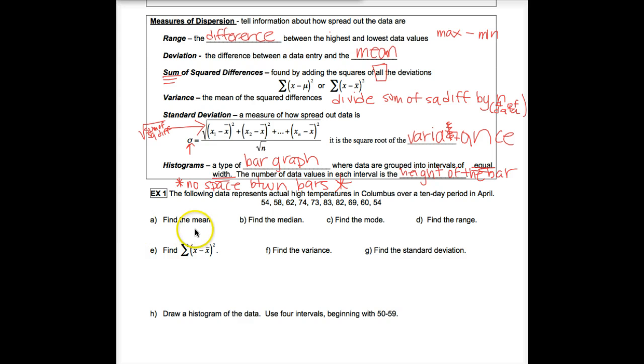You do need to show your work here. So finding the mean, you need to add all of those up first. So you can use your calculator to help you. Add all of those up. Hopefully you get 669, and then we divide that by 10. So the mean here is going to be 66.9 degrees.